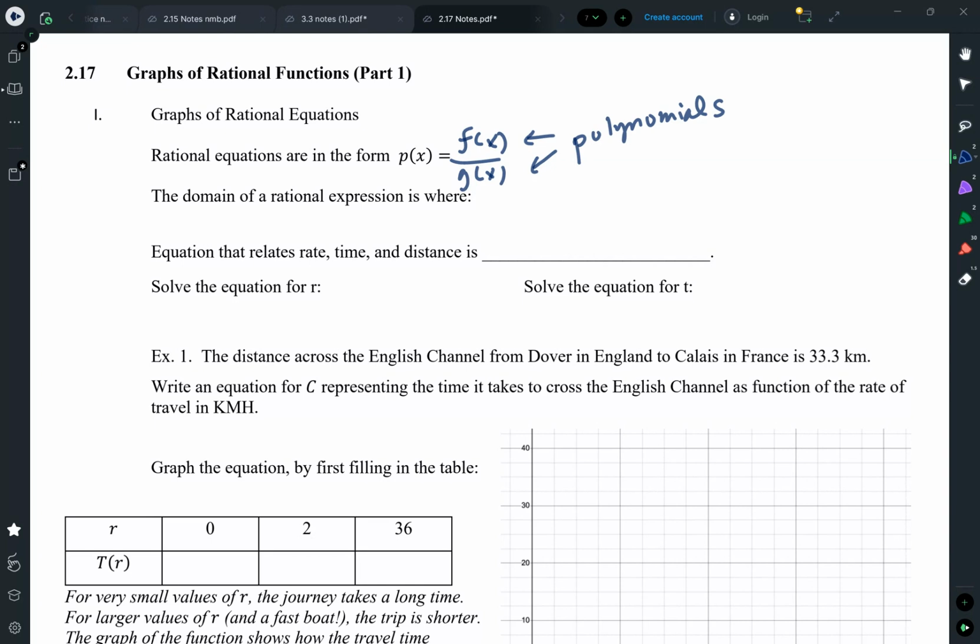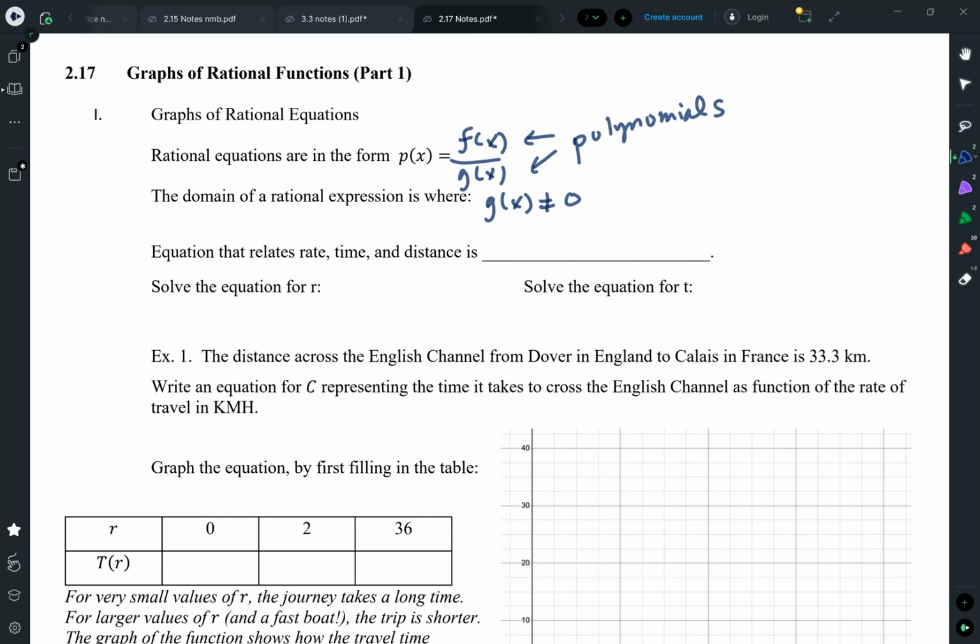And remember, the domain is where our denominator is not equal to 0. So our denominator cannot be equal to 0. Everywhere else you would have the domain. For example, if I had a denominator that was x minus 4, x could be everything except 4. 4 minus 4 would make a 0. We'll talk a lot about that.